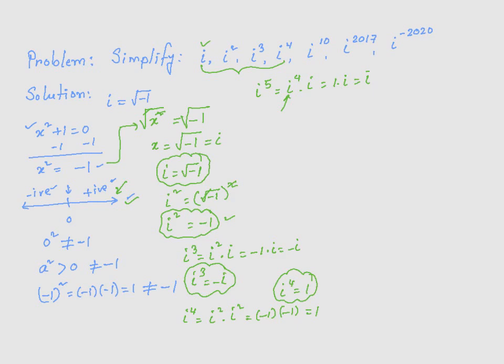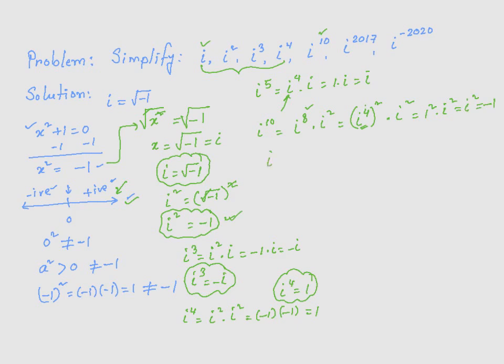I can take i to the power 10, doesn't matter. i to the power 10 is equal to i to the power 8 times i square. How did I come up with 8? 8 is a multiple of 4. So I could write i to the power 8 as i to the power 4 whole square, because 4 times 2 is 8, times i square. But I know i to the power 4 is 1. So 1 square times i square, and 1 square is 1. So 1 times i square is i square. But i square is -1, we already know. So -1.